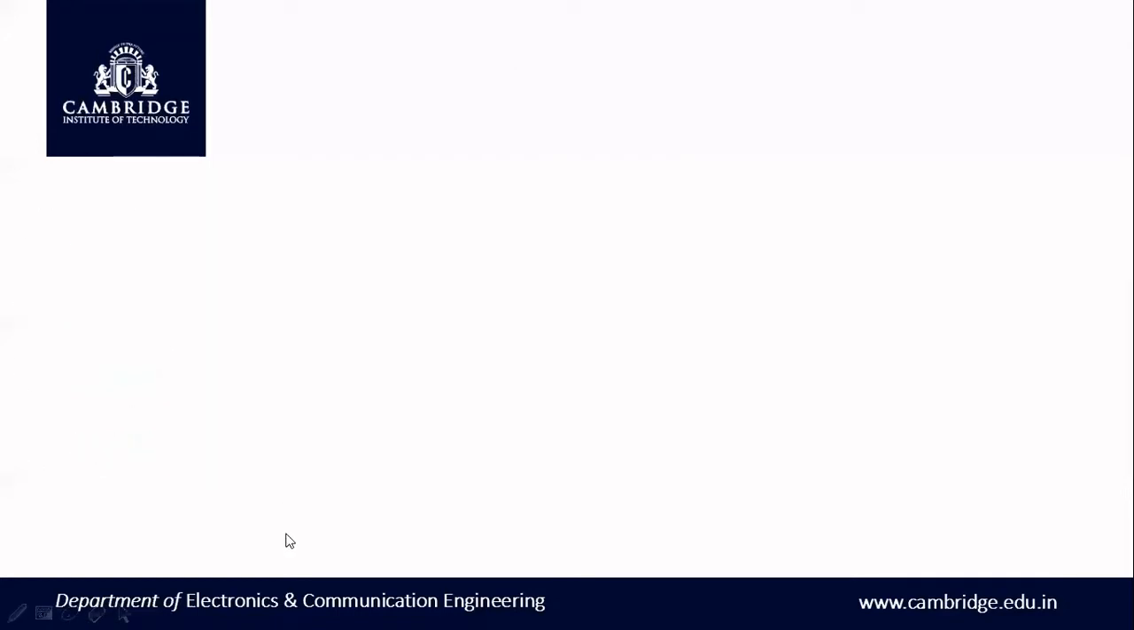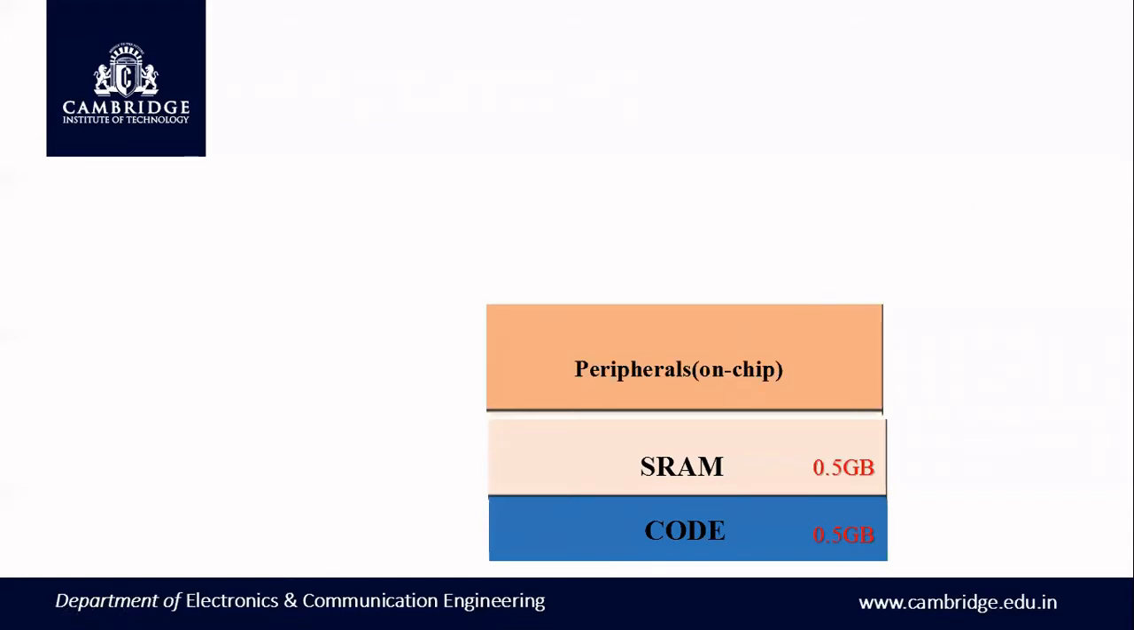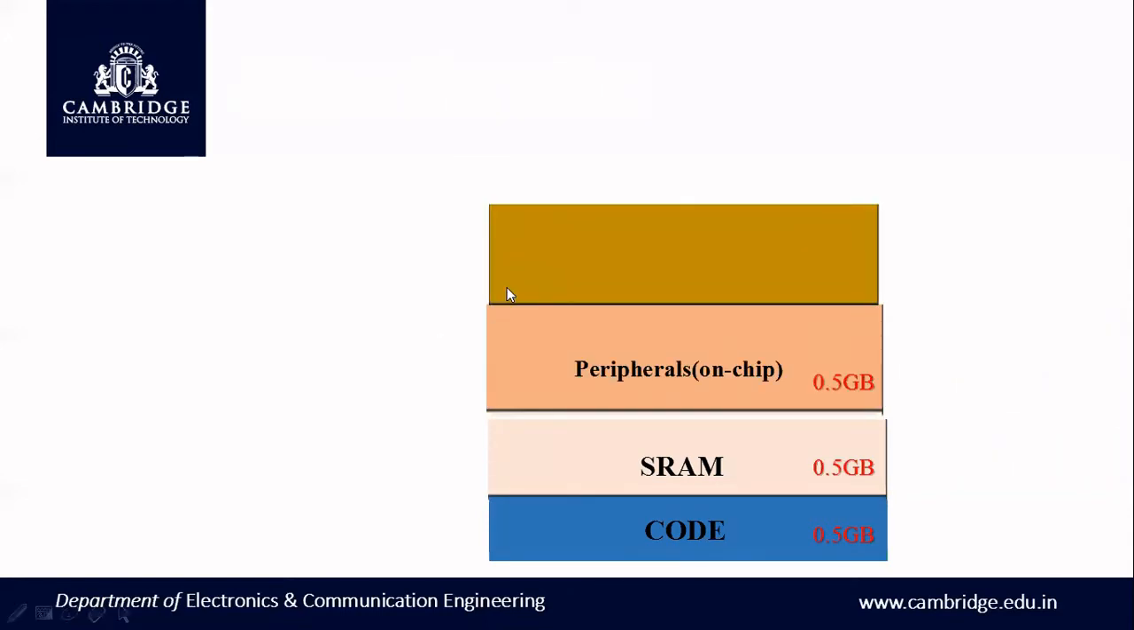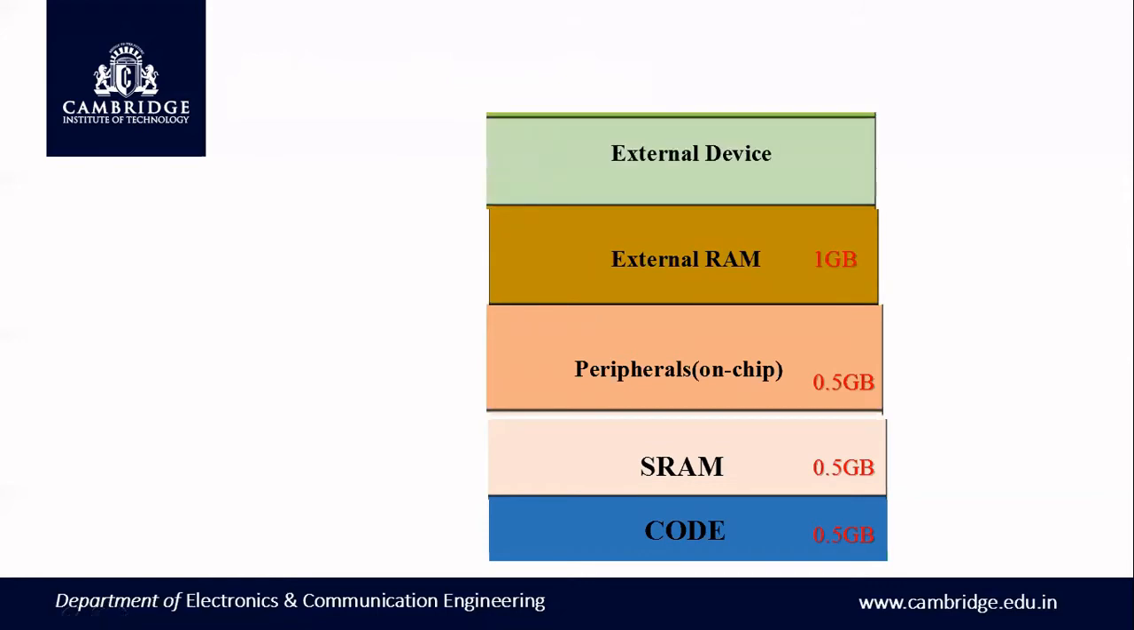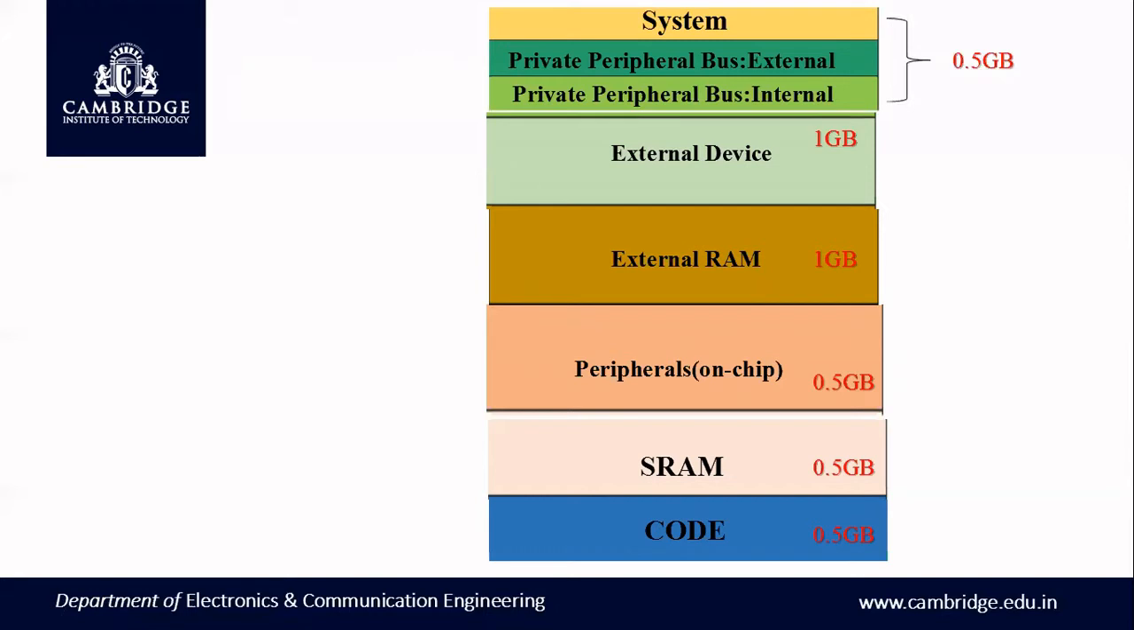Now with this knowledge, let us see how to fill the starting address and last address for each of these regions. As you know, first is the code region of 0.5 GB. Next you have the SRAM region of 0.5 GB, on-chip peripherals of 0.5 GB, and then you have your external RAM of 1 GB, external peripherals or devices of 1 GB, followed by your PPB and your vendor specific region, which is given 0.5 GB. With this memory size available, we would now write the starting address and last address for each of the regions.